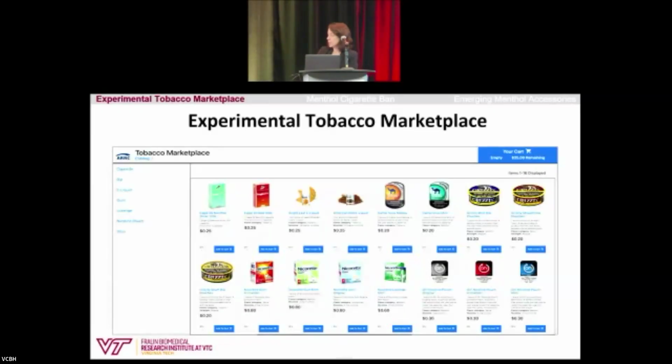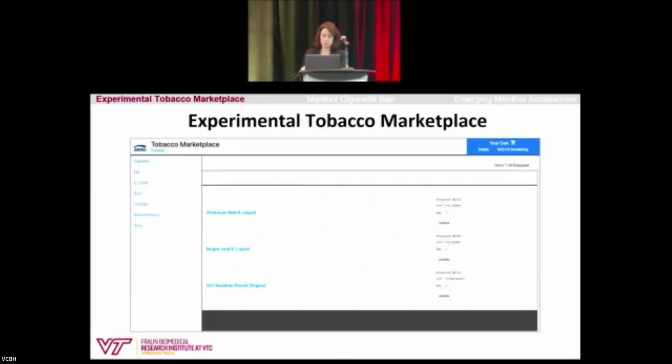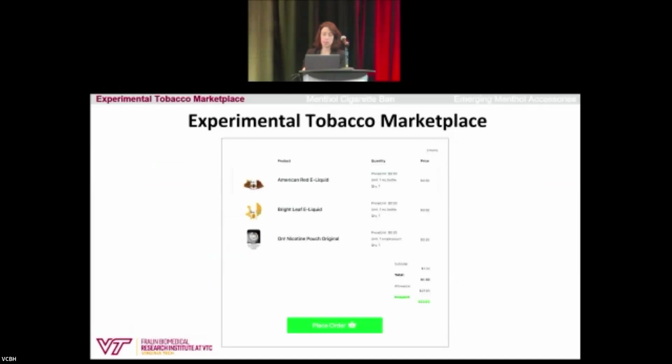And this is what the ETM looks like. It's a digital store in which we can place a mix of products, prices, and policies under experimental control. Participants are given an experimental budget that is equivalent to their usual expenditure with tobacco products, and then they are asked to make purchases for a specific number of days under certain conditions. They add products to their cart, they review their cart, and then they place their order.